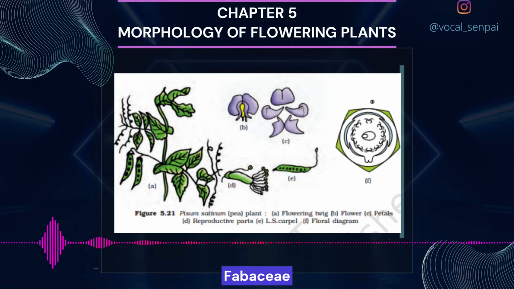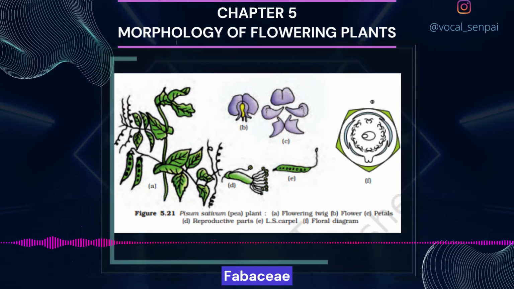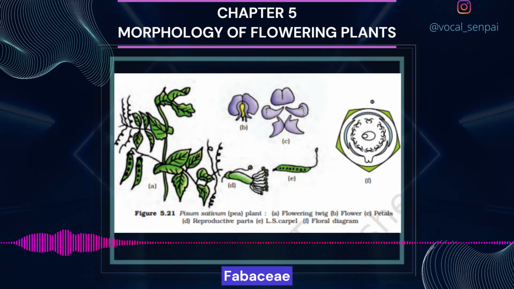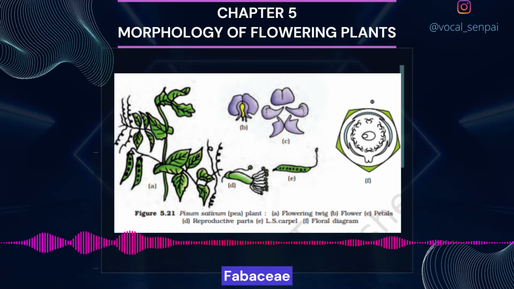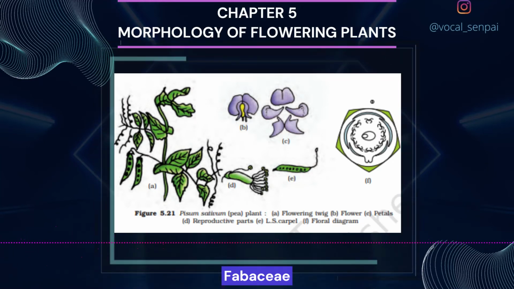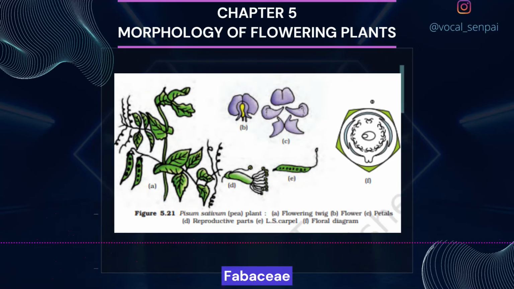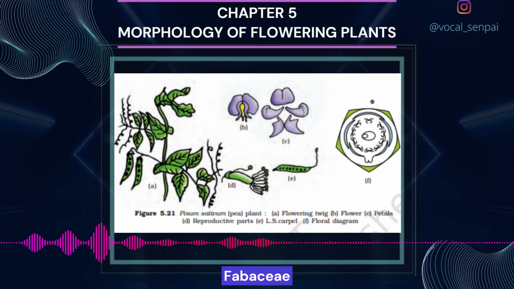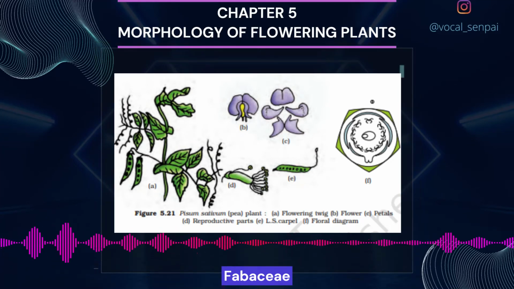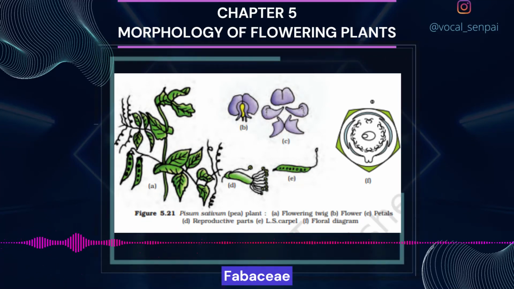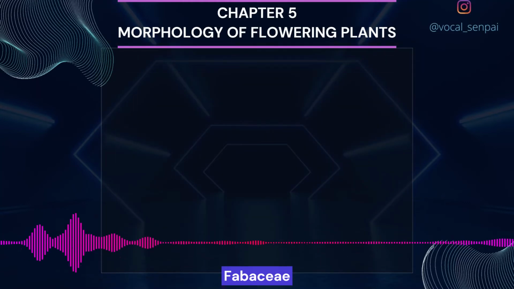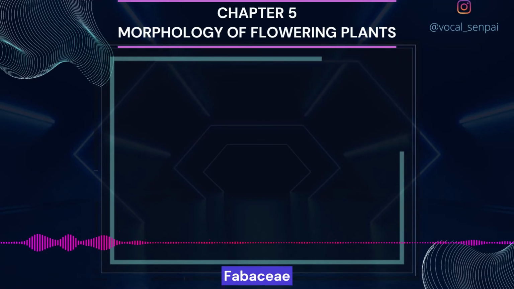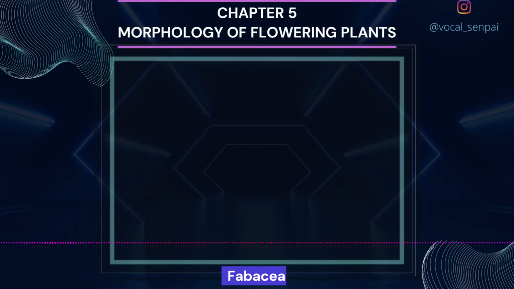Androecium. 10, diadelphous, anther dithecous. Gynoecium, ovary superior, monocarpellary, unilocular with many ovules, style single. Fruit. Legume. Seed. 1 to many, non-endospermic. Economic importance. Many plants belonging to the family are sources of pulses, gram, arhar, sem, mung, soybean, edible oil, soybean, groundnut, dye, indigofera, fibers, sunhemp, fodder, sesbania, trifolium, ornamentals, lupin, sweet pea, medicine, mulethi.